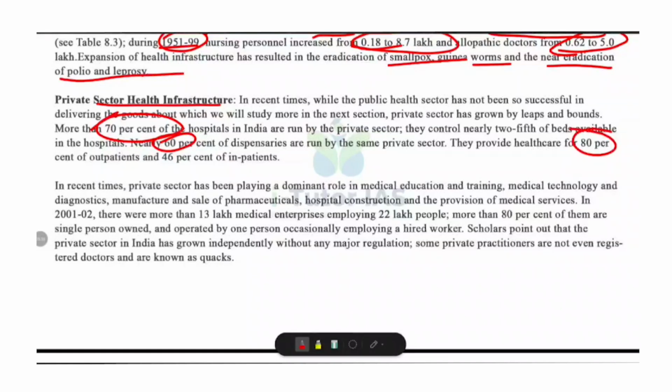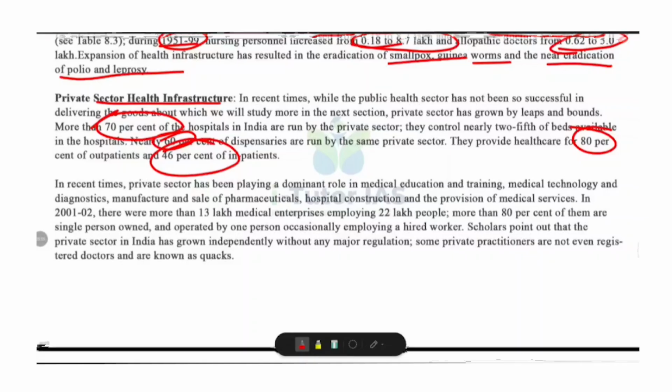Outpatients means those not admitted, and 46% of inpatients. Inpatients means those admitted. So they provide care to 80% of outpatients and 46% of inpatients. This shows that most Indians depend on private hospitals and clinics rather than government ones.